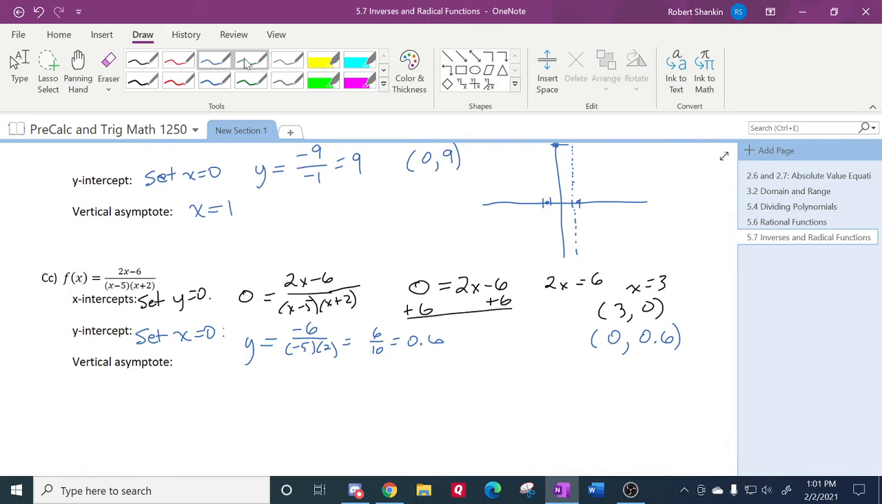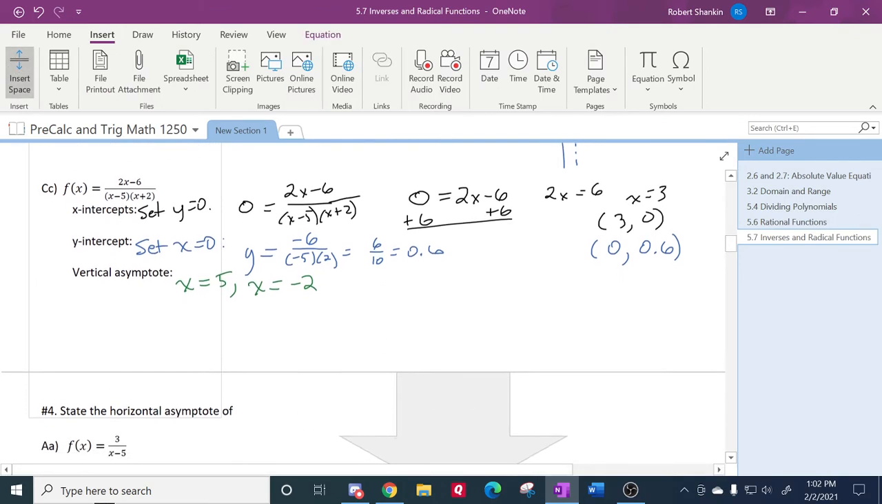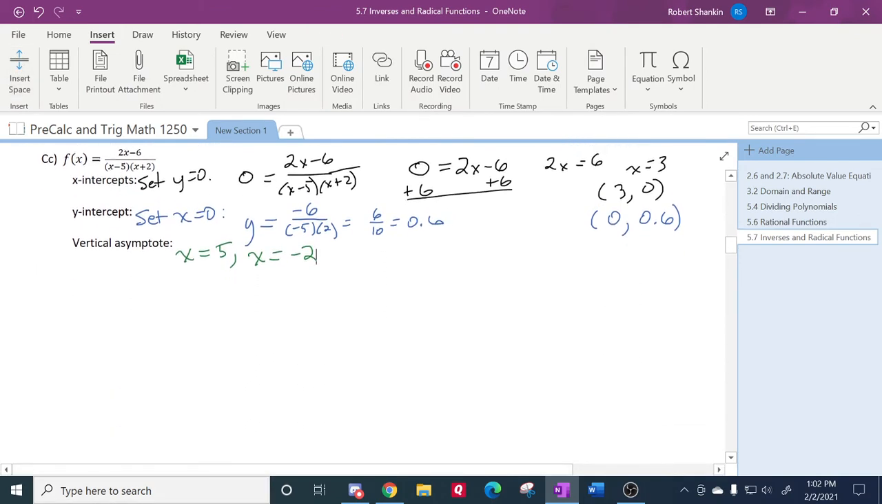Vertical asymptote, there are two of these. What input causes the denominator to be 0? When x is equal to 5, because then you'd get 0 times 7, which is 0. Or x is equal to negative 2, which is negative 7 times 0, which is also 0. And if we put all this information together, we would get a graph looking like this. 3, 0, there's an x-intercept.